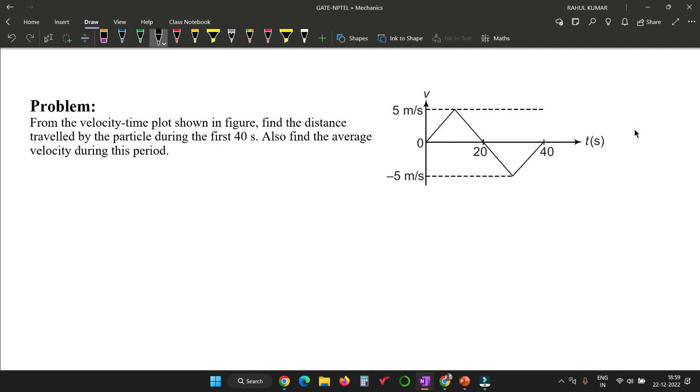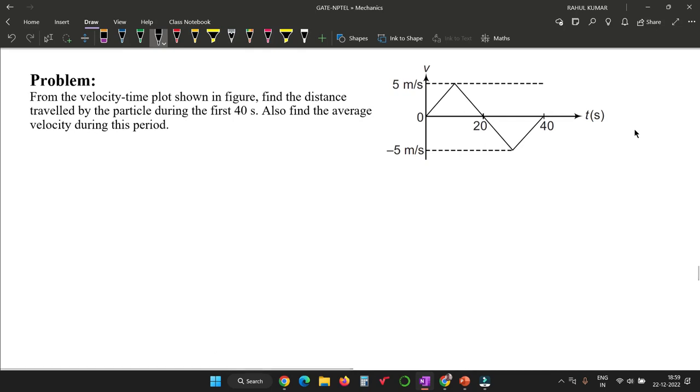What is the distance? Is it 100 meter? Yes, 100 meter, it is correct. And what is the average velocity? 0. Yeah, correct. Good. So in this problem, we already know that v equal to dx by dt.